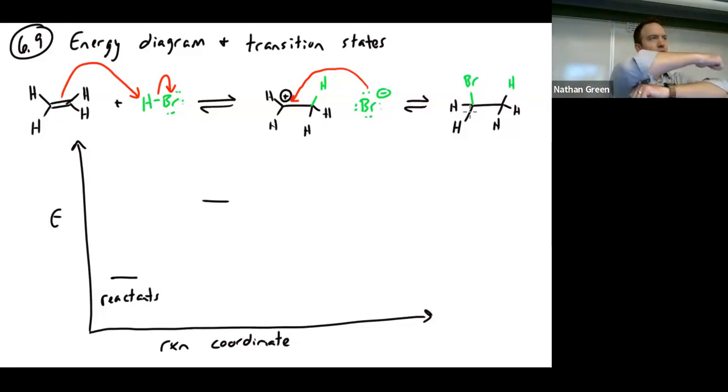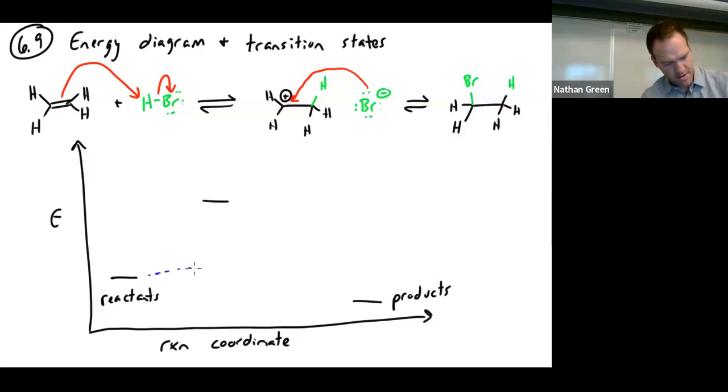Good. We broke a relatively weak bond. Pi bonds are weaker than sigma bonds. And we made two new sigma bonds. Now I broke a sigma bond over here too, but it's pretty weak. So overall, this reaction is going to be exergonic because my products are going to be lower in energy than my reactants.